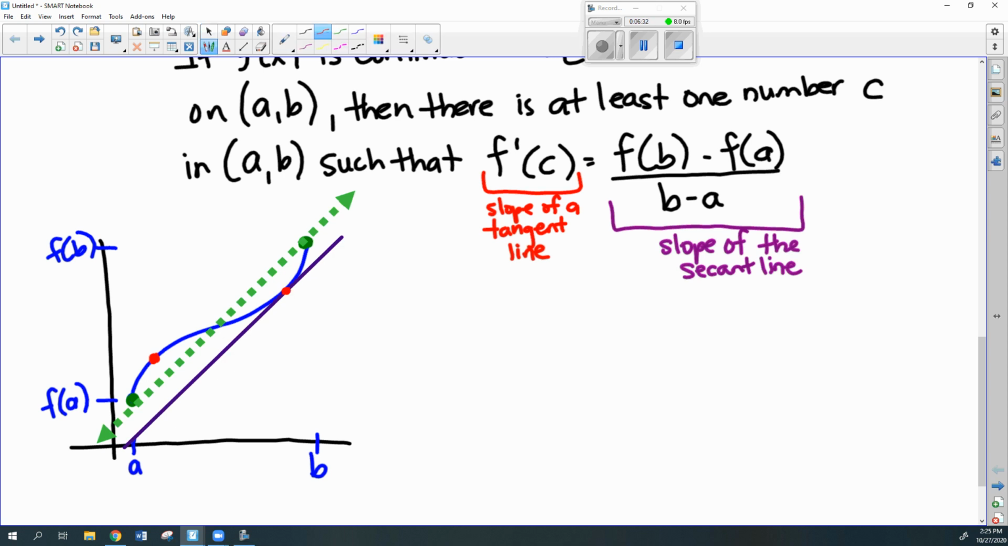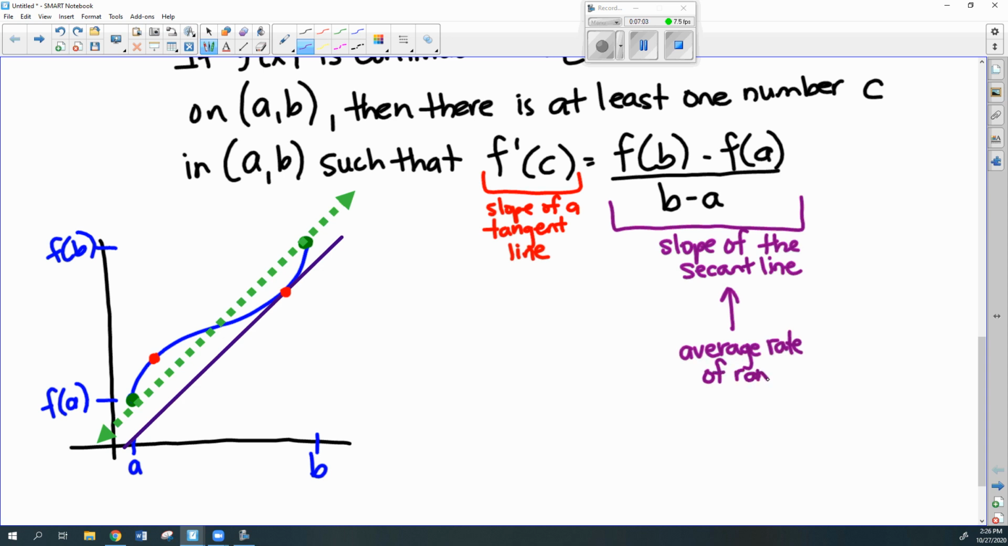and touch another spot. So depending on the curve, I could have more than one place where the slope of the tangent line would be equal to the slope of the secant line. Well, when we talk about that in context of a problem, the slope of the secant line is the same thing as the average rate of change.